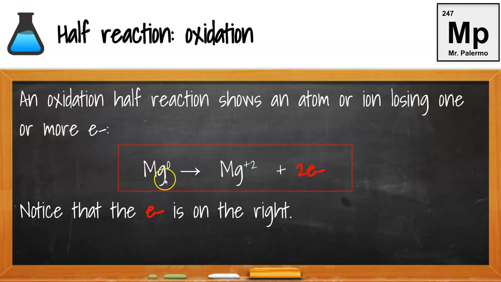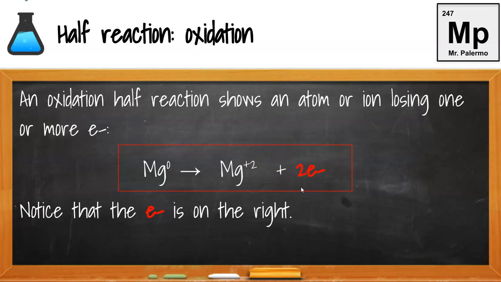The oxidation half reaction shows the atom or ion losing electrons. That's our LEO from our LEO GER. Loss of electrons is oxidation, and that's being shown by the electrons on the right-hand side of the arrow. So the right-hand side of this reaction, we call this the product side. And so in this case, Mg0 goes to Mg+2 by losing those 2 electrons.